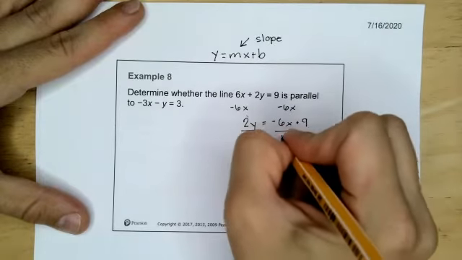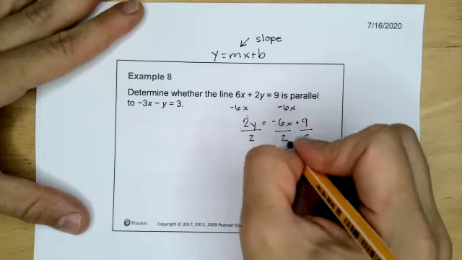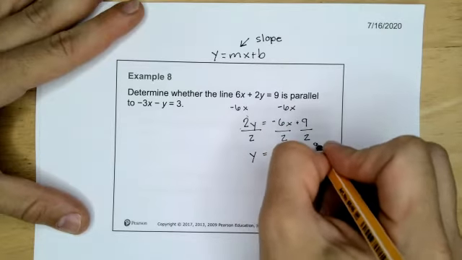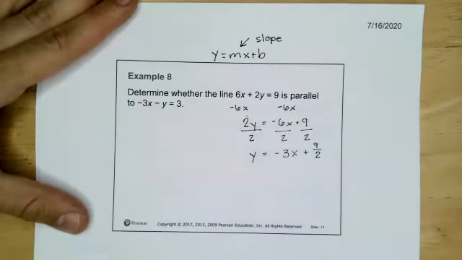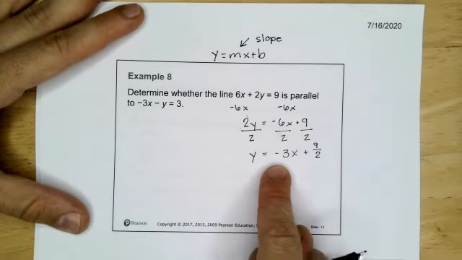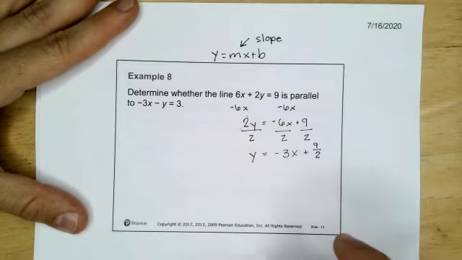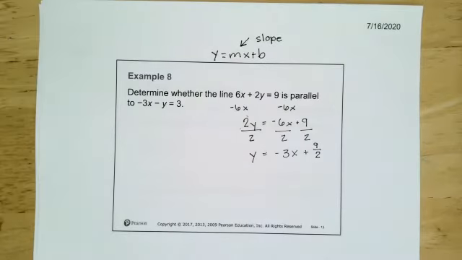Divide by 2. Now we have y equals -3x plus, you can just leave that as 9/2. We're just looking for the slope here, so this slope would be -3. It's not 6. You have to put it into y equals and make sure y is alone. So this slope is -3.